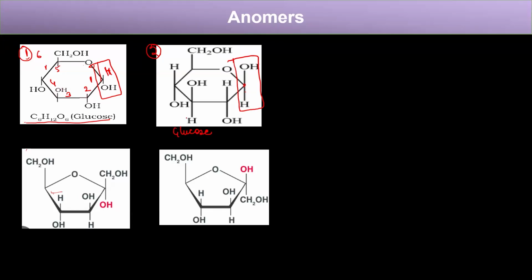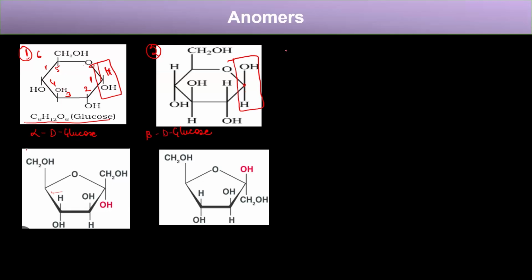So what is the name of these two structures? Both of these are glucose, but their naming is different. In the first case, where the OH is below, this is known as alpha D glucose. D is because, as I told in the previous class also, most of the naturally occurring carbohydrates are dextrorotatory. That's why we are writing D. But based on the orientation of OH, it is downward, hence it is known as alpha D glucose. And in the second case, the OH is upward, hence it is known as beta D glucose.